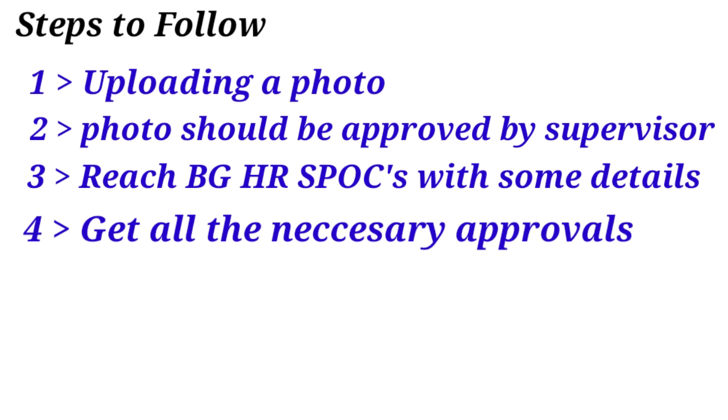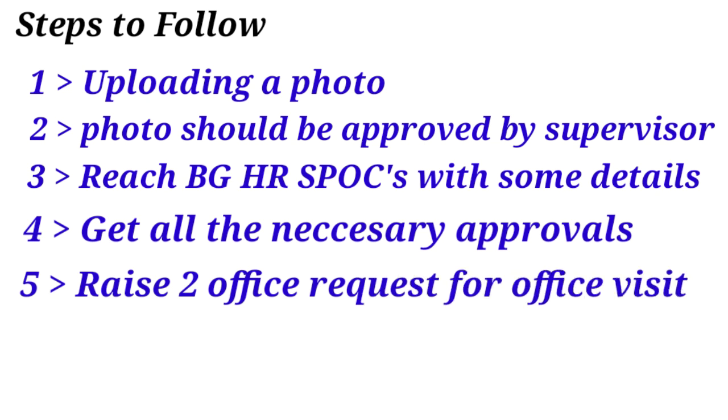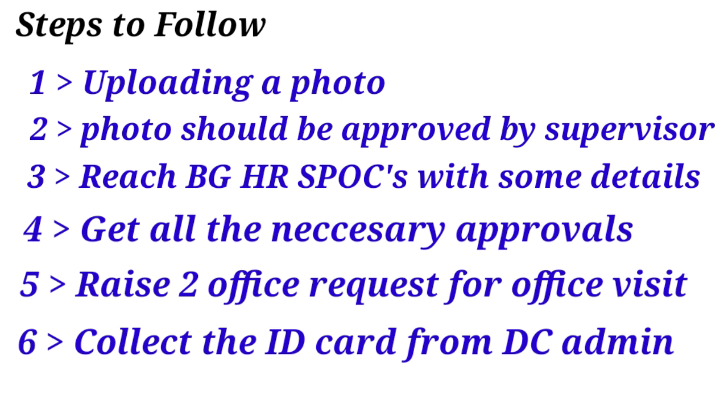Once you share all these details with your BGHR spoke, they will share these details with the DC location admin team for printing the ID card. And once done with this process, you can raise an office request to visit the office. After visiting the office, you can show the approval mail which you get from your BGHR spoke to your DC location admin. Then they will issue the ID card. Then you can collect that ID card and come back. So this is the whole updated process of collecting an ID card from TCS.